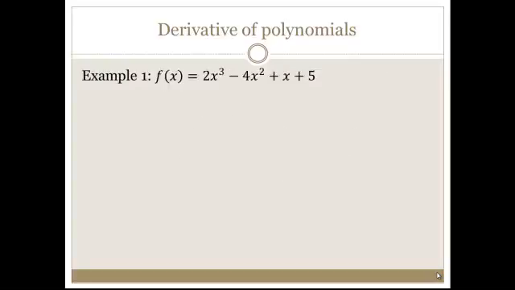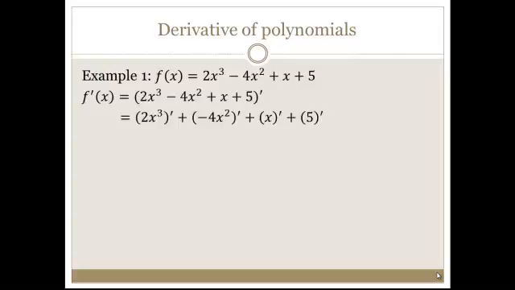In our first example, let's look at f of x equals 2 times x to the third minus 4 times x squared plus x plus 5. To compute its derivative, let's first break it up into its terms, 2x cubed, minus 4x squared, x, and 5. We can do this because our second rule tells us that the derivative of a sum is the sum of the derivatives.